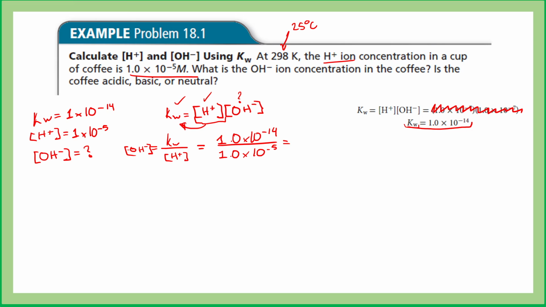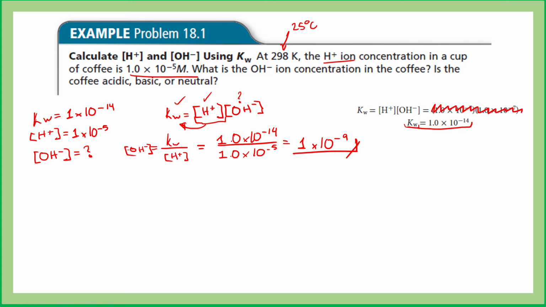In this case, it's quite easy. It's just 1 times 10 to the minus 14 divided by 1 times 10 to the minus 5. And the answer? 1 times 10 to the minus 9. Again, you can easily do that by subtracting these numbers and getting the exponent. But once again, I recommend you do this in your calculator to practice for the next exercises. So this is the answer. It is the hydroxide ion concentration in the coffee.